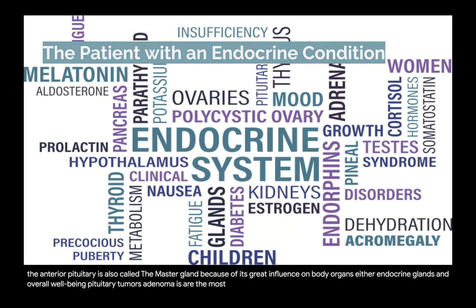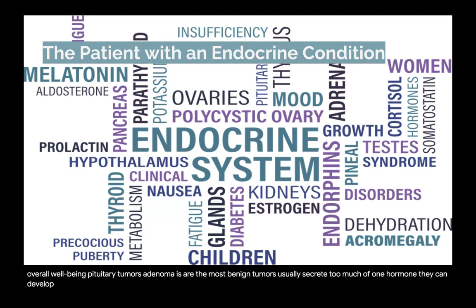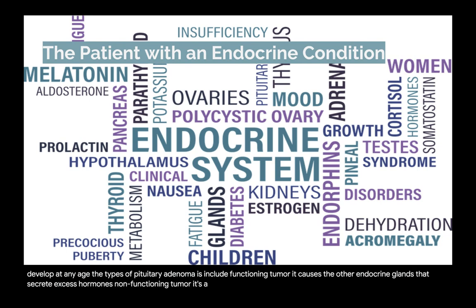Pituitary tumors. Adenomas are the most common pituitary tumors. These benign tumors usually secrete too much of one hormone. They can develop at any age. The types of pituitary adenomas include functioning tumor, which causes the other endocrine glands to secrete excess hormones, and non-functioning tumor, which secretes excess hormones that are inactive due to cell development process and may not be detectable in blood tests.